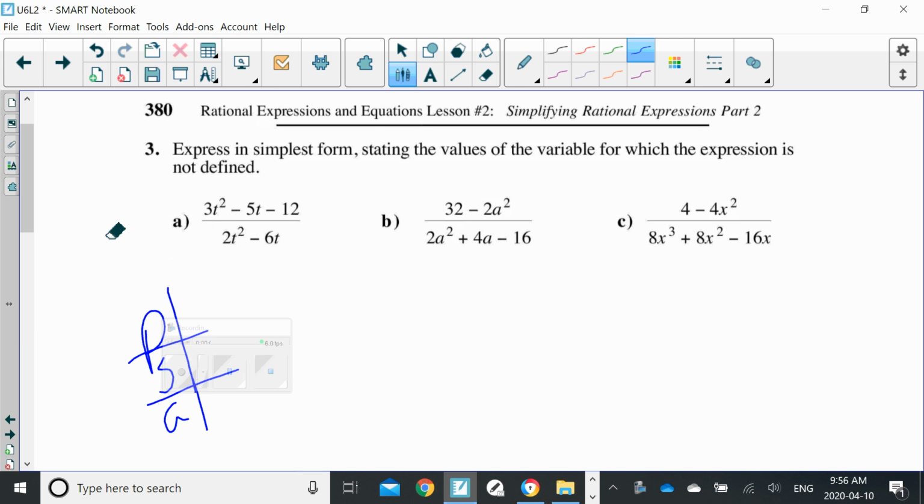Here's homework question 3C on page 380. So this was lesson 2 on simplifying rationals. We need to factor the numerator and the denominator.